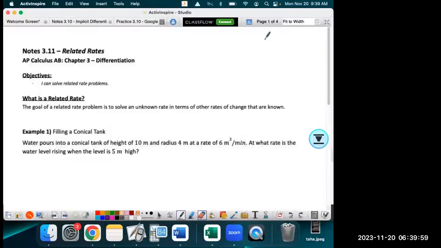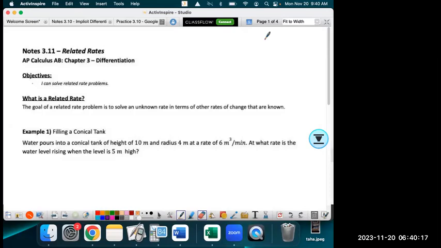Okay, so in this set of notes, one, we are finishing chapter 3 of differentiation, and two, we are going into something called related rates. So this is kind of a culmination of all that we've learned in chapter 3 here. So what is a related rate?